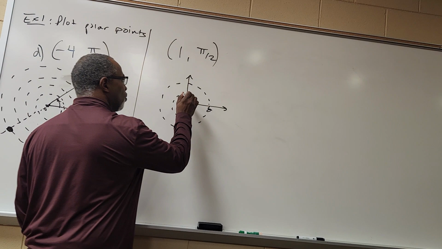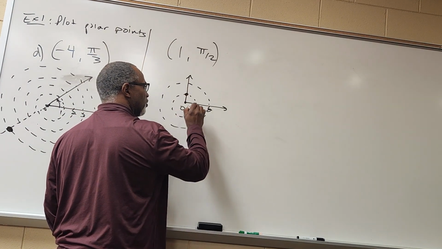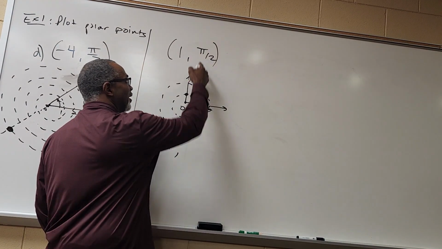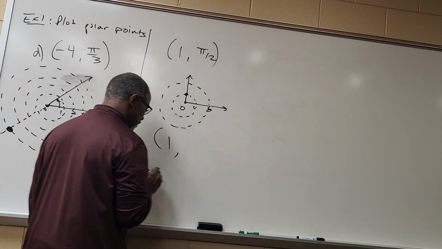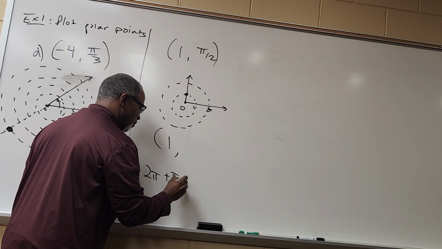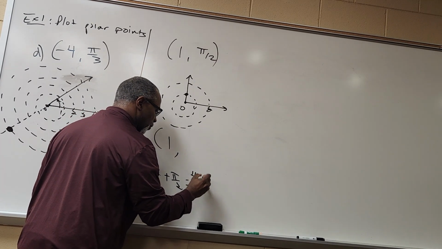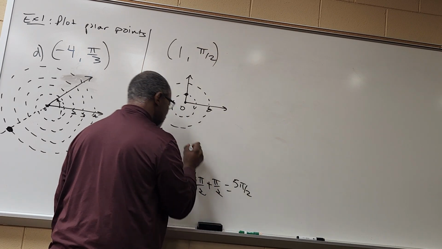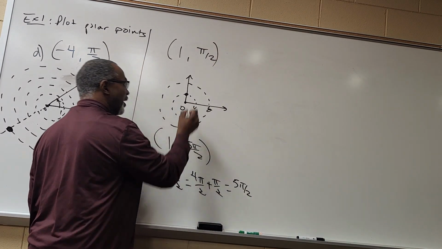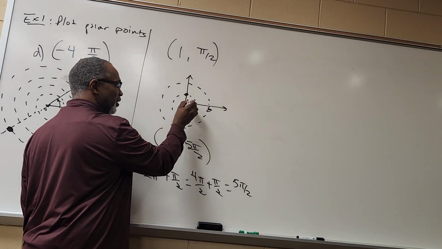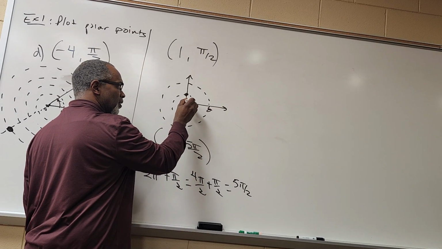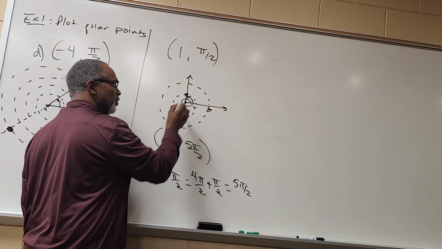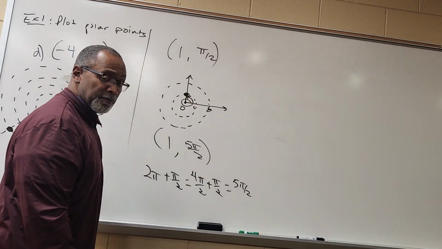So if I start out at 1 comma pi over 2 and I go around 2 pi more units, I'm back at the same point. So I claim that 1 comma pi over 2 plus 2 pi. 2 pi is the same thing as 4 pi over 2, plus pi over 2, that's 5 pi over 2. So I claim that that point lives right here too, because now I'd start here and make an angle of 5 pi over 2. All the way around is 4 pi over 2 or 2 pi, plus another pi over 2 makes 5 pi over 2. I go out 1 unit, I'm back right at that point again.